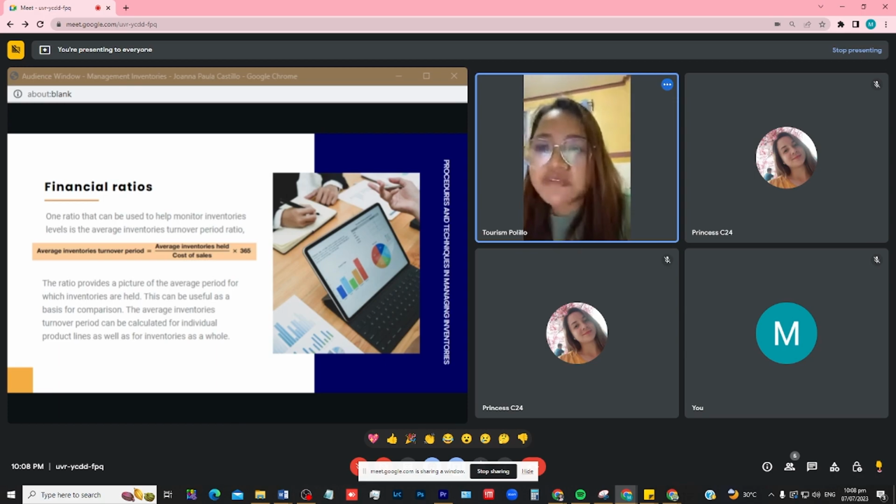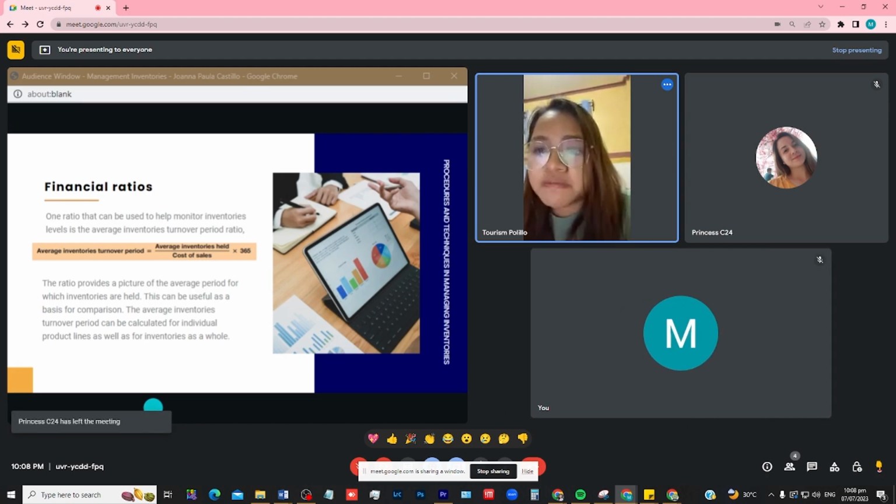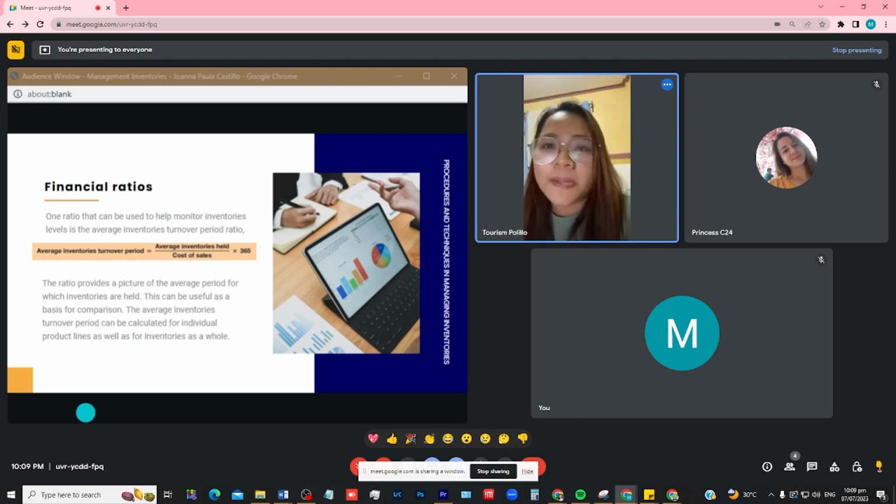This can be useful as a basis for comparison. The average inventories turnover period can be calculated for individual product lines as well as for inventories as a whole.